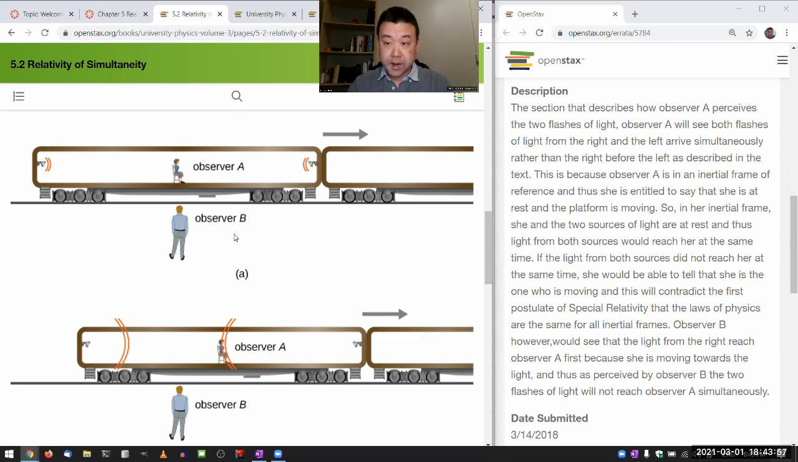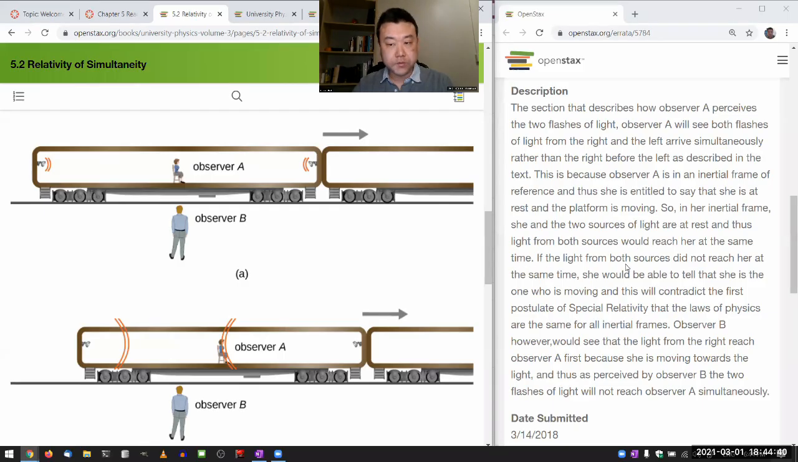The section that describes how observer A perceives the two flashes of light. Observer A will see both flashes of light from the right and the left arrive simultaneously rather than the right before the left as described in the text. This is because observer A is in an inertial frame of reference, and thus she is entitled to say that she is at rest and the platform is moving. So in her inertial frame, she and the two sources of light are at rest, and thus light from both sources would reach her at the same time.